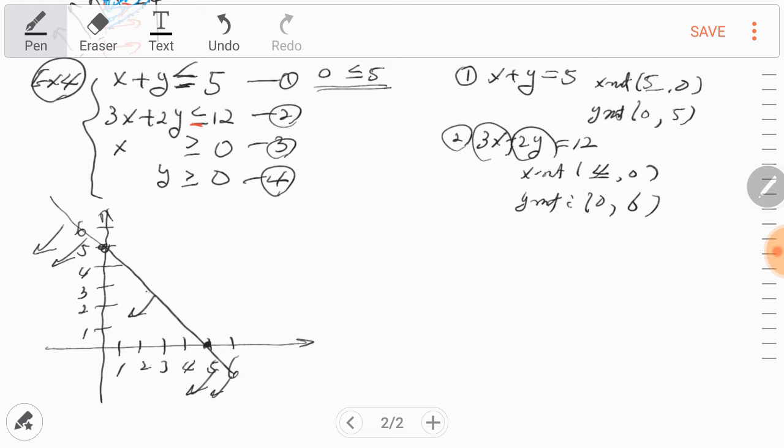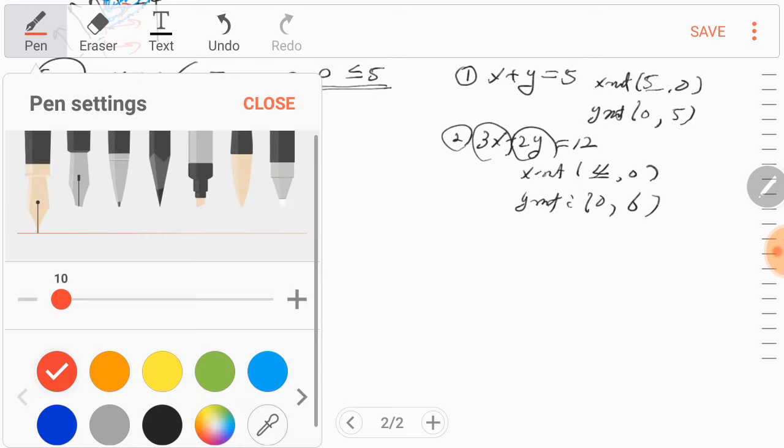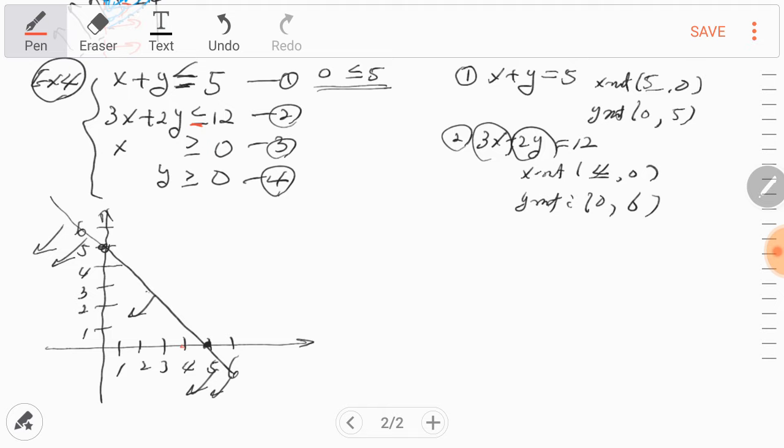And for the second one, the x-intercept is 4 and the y-intercept is 6. There is an equal sign, so draw a solid line also. Let's try 0, 0. So 0 is less than or equal to 12. This is true, so the area containing this point is the solution, the area below the red line.